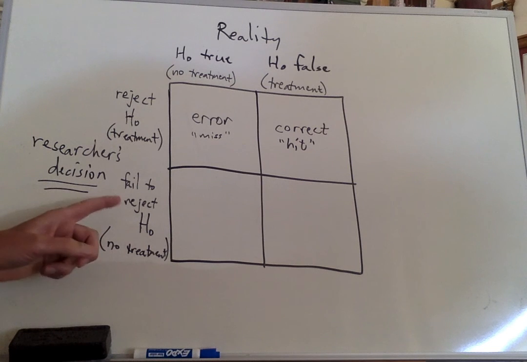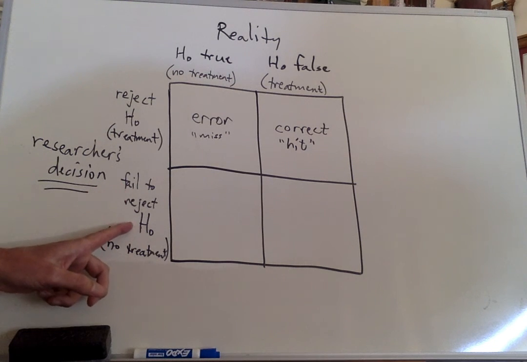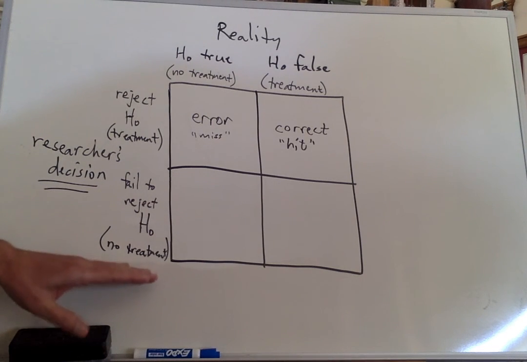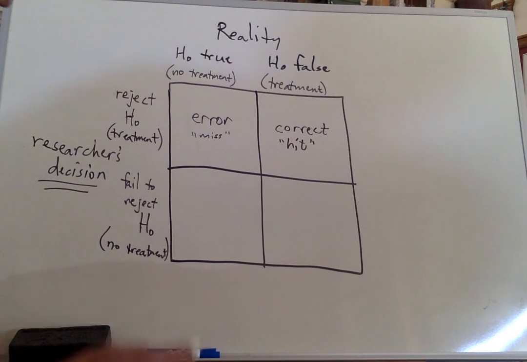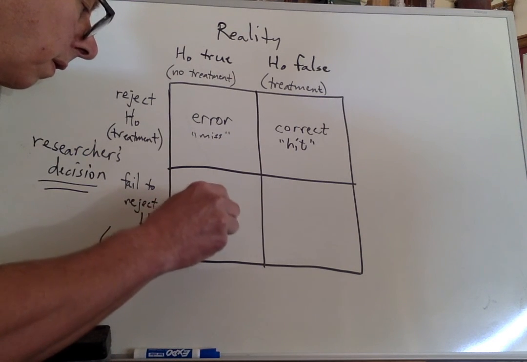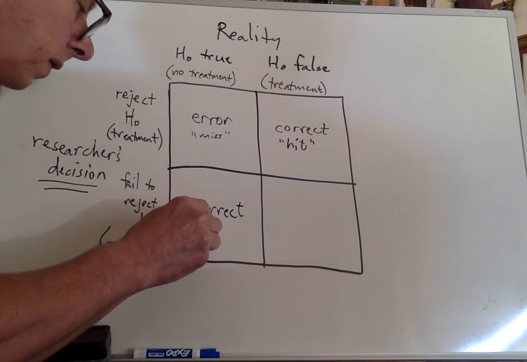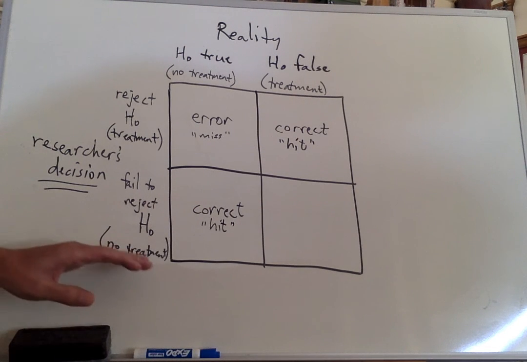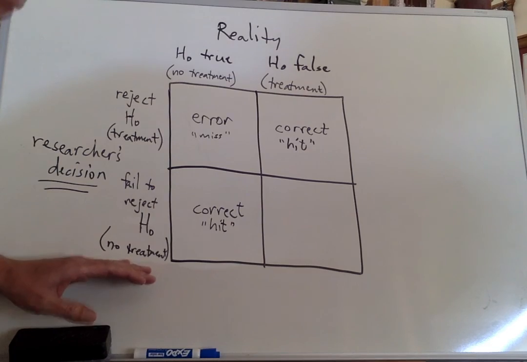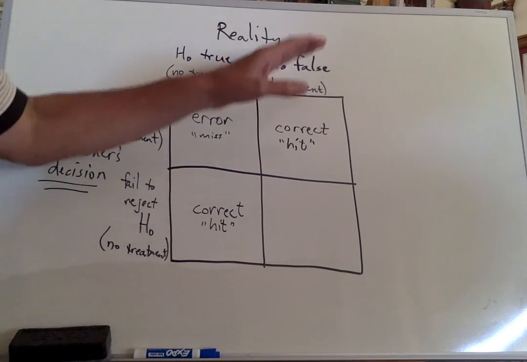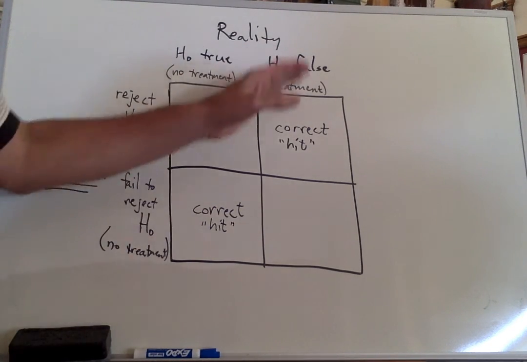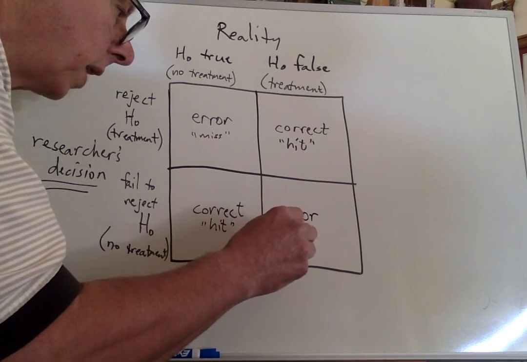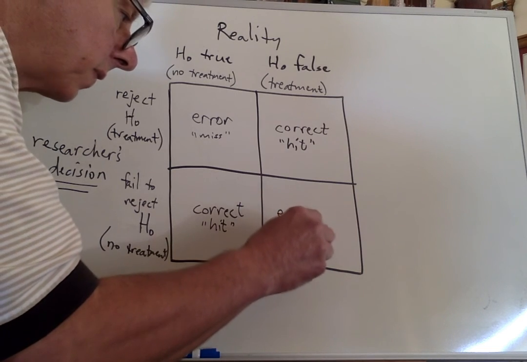Okay. If the experimenter fails to reject the null, and the null is true, the experimenter is saying there is no treatment, and there really is no treatment, then of course this is a correct decision, another hit. If the experimenter fails to reject the null, but the null is false, that is, they say there's no treatment, but really there is a treatment, then this is an error as well, another miss.